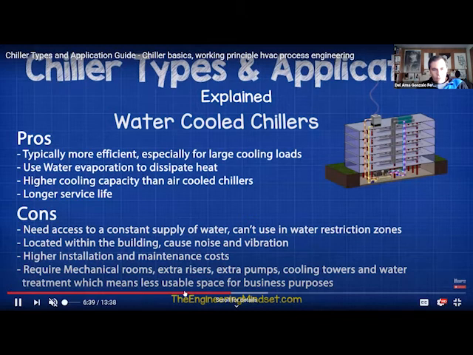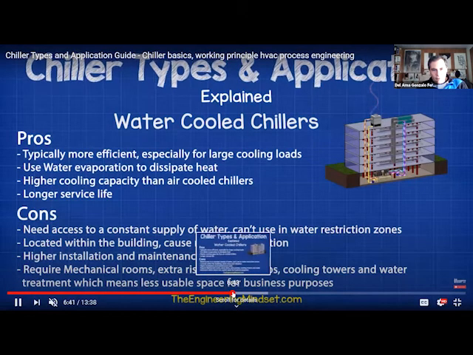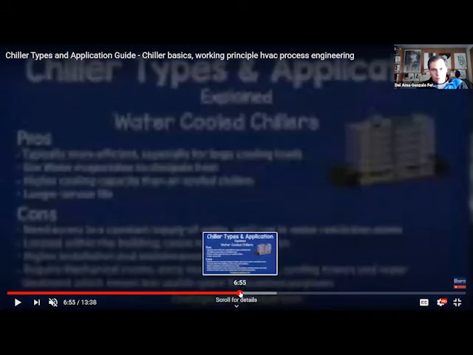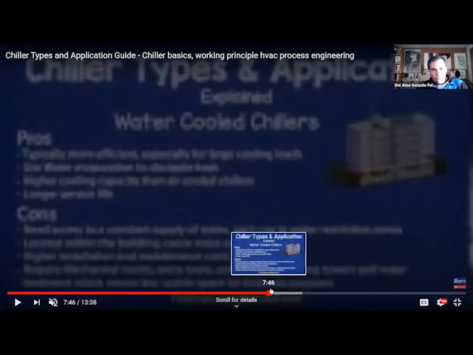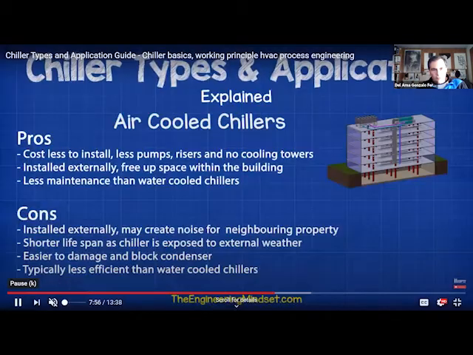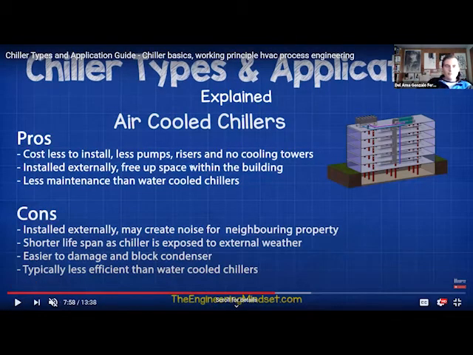We can study the same options, the same pros and cons, for the air-cooled chillers. Pros: the cost is something good because they are cheaper. They are not as expensive as the water-cooled chillers are. We need fewer pumps and risers. We don't need cooling towers, so it's easier.